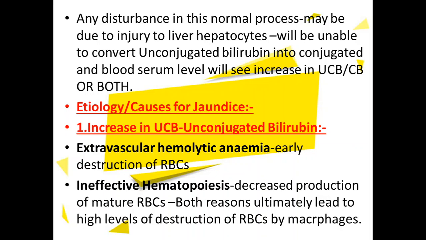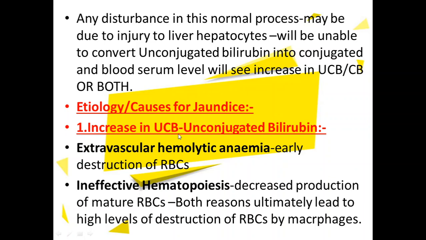So remember, if this normal physiology or normal working of the body is affected due to certain reason, it leads to the disease condition, dis-ease, discomfort. Okay. So now we will see what are the actual causes and pathophysiology related to it. First we will see the reason and pathophysiology associated with increase in unconjugated bilirubin.